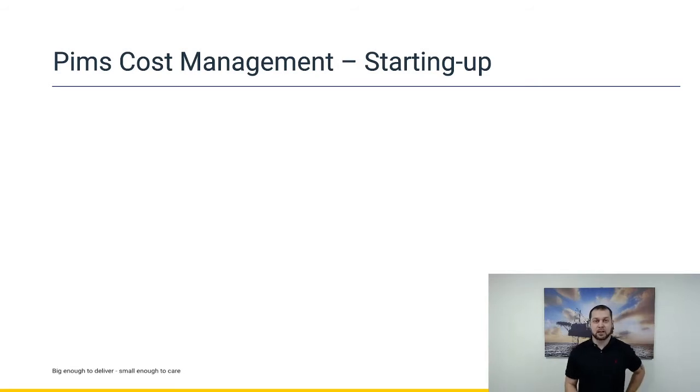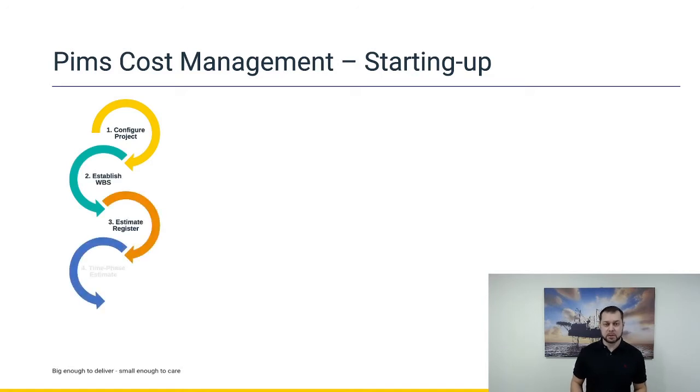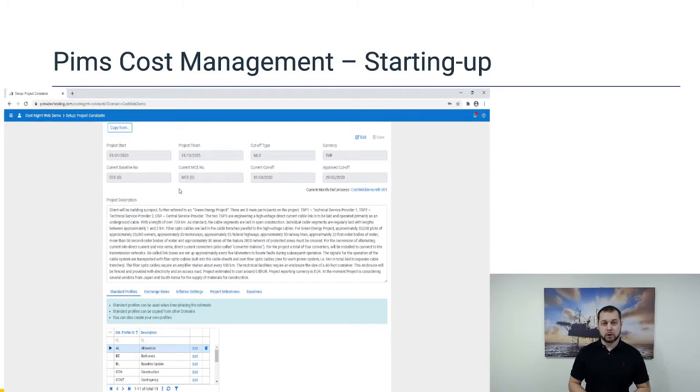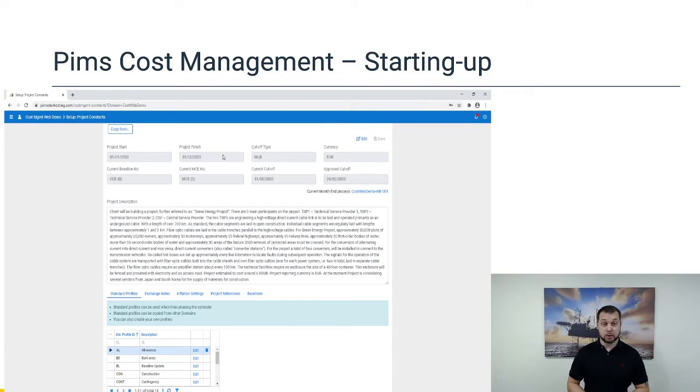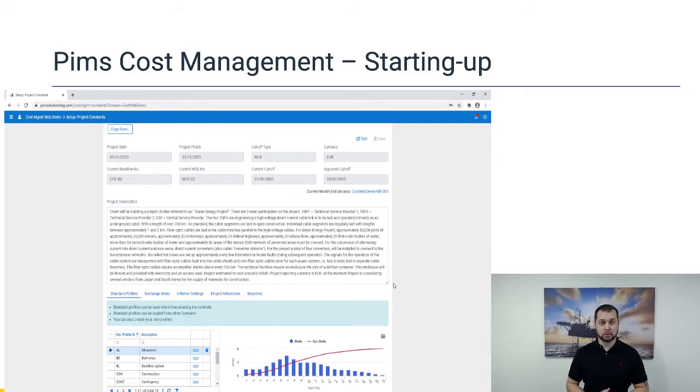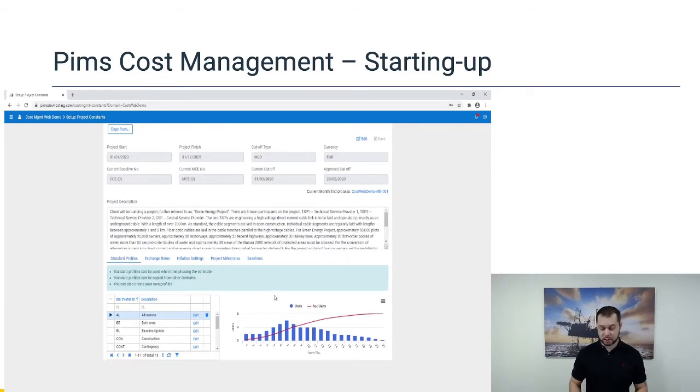So what does it take to start up a project in Pims Cost Management system? It's pretty simple. You need to go through some steps in order to do that. So the first step would be to configure your project, and that involves configuring project durations, reporting interval, or we call it cutoff type, which can be month less Sunday, month less day, weekly reporting. The project currency, in which currency the project costs are going to be reported, and exchange rates if several currencies are used on the project, for example, maintaining your contract register in different currencies, but still, in order to be able to report it all in the project currency, you need to establish exchange rates.